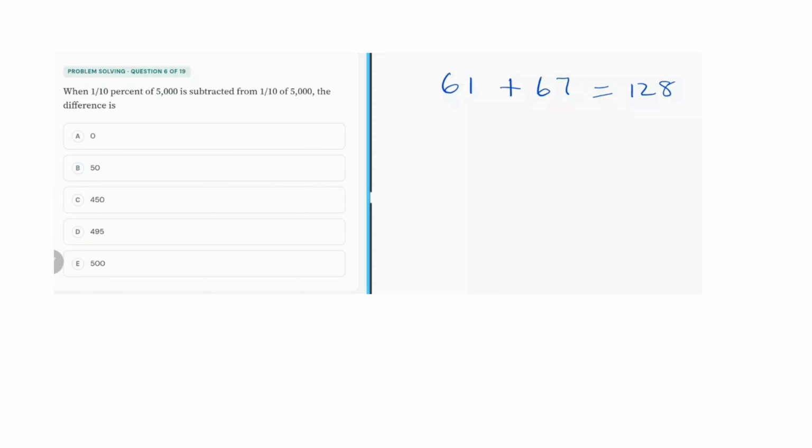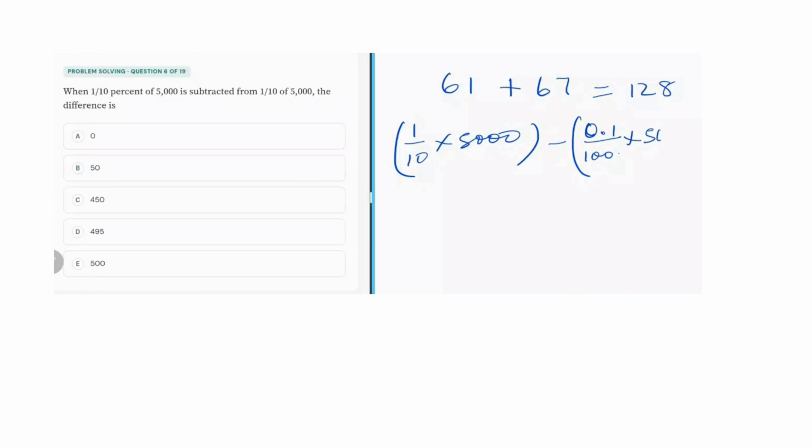When 1% of 5,000 is subtracted from 1% of 500, the difference is what? So pay attention here that we are looking for 1/10 times 500, sorry, times 5,000 minus... 0.1 over 10% is the same thing as 0.1 times 5,000. This one will give us 500.